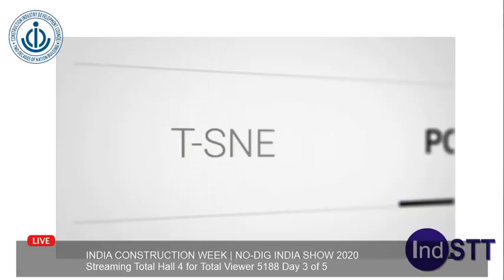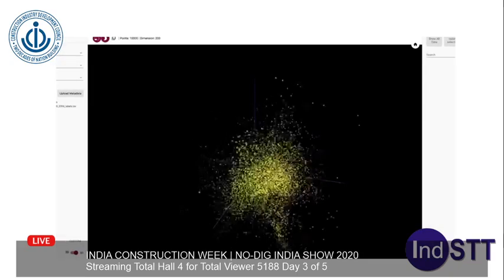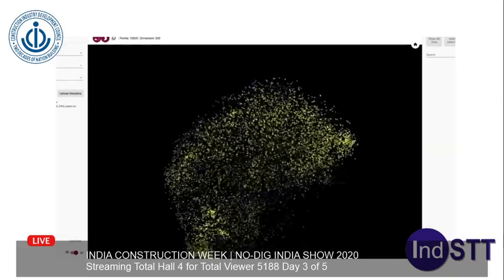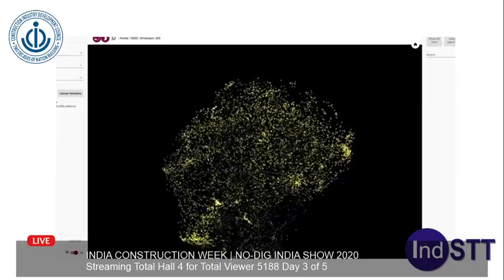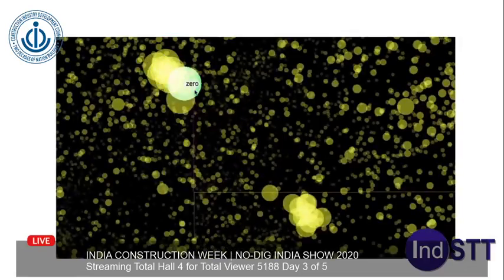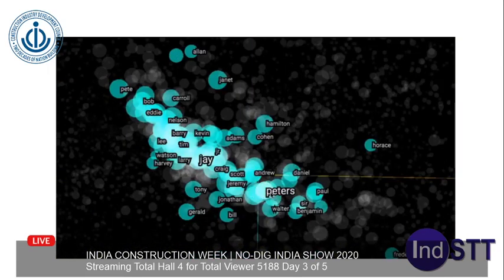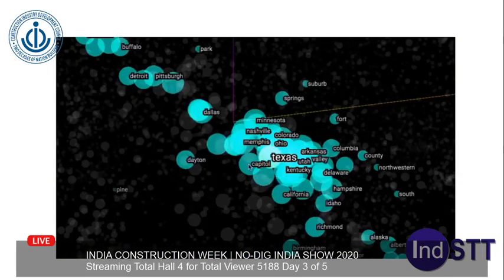Using a technique called t-SNE, the computer clusters words together that it considers related, and clusters form based on meaning, even though we've never taught it the meaning of words. Here is a cluster of numbers, months of the year, words related to space, people's names, cities, and so on.